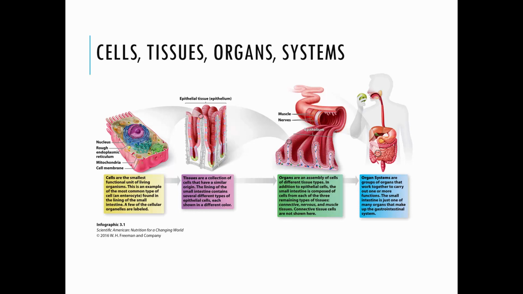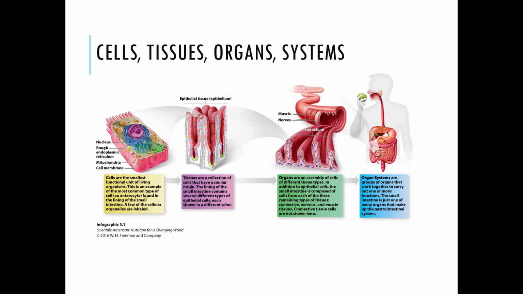So when we talk about cells, cells are the smallest functional unit of a living organism. This is an example of a cell. Again, you have all the organelles: nucleus, endoplasmic reticulum, mitochondria, cell membrane. You don't need to know those for the purpose of this class. Just hopefully you've heard those words before somewhere, even if it's been a long time. And so that's the basis of an organism.